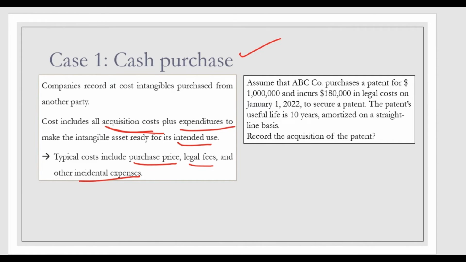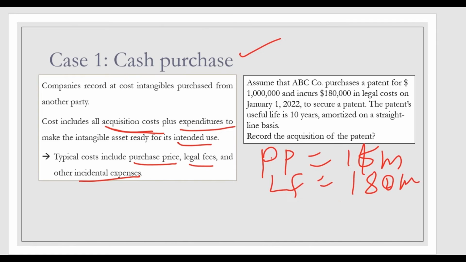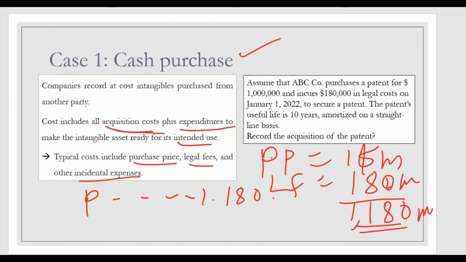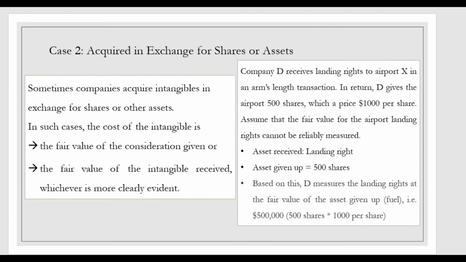So how does the company record the acquisition of the patent? Look, the purchase price is $1 million and the legal fee is given, which is $180,000. So the cost of this patent right is $1,180,000. So how do we record it? The patent should be debited by 1,180,000 and cash should be credited by 1,180,000.